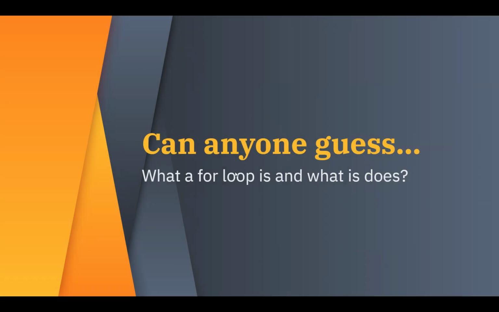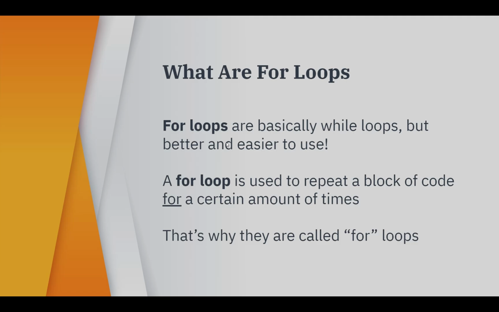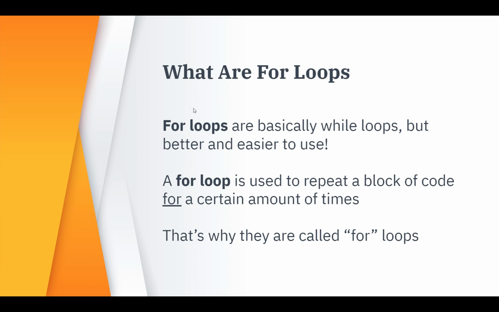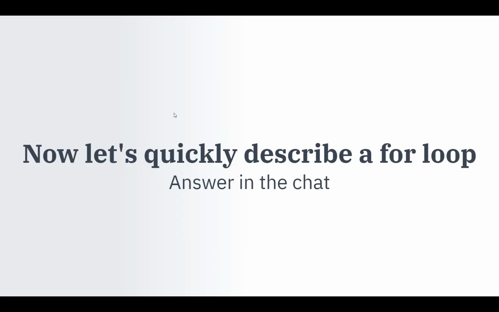I want you guys to think about what a for loop is and how it could be different from a while loop. Basically, a for loop is a while loop, but better and easier to use. We use a for loop to repeat a block X number of times, and the reason it's called a for loop is because we repeat it for some amount of time. That's why they're called for loops. Now, make sure you can describe a for loop in your own words. You can go over this explanation again, just make sure you could explain it to someone if you needed to.